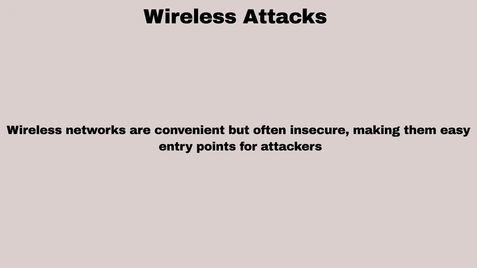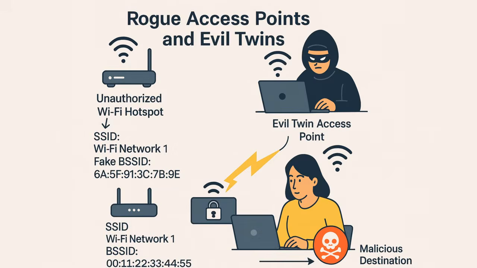Wireless networks are convenient, but often insecure, making them an easy entry point for attackers. Here's one: rogue access points and evil twins. Sometimes, users knowingly set up unauthorized Wi-Fi hotspots. Attackers, however, create evil twin access points that mimic the real network to steal logins and data. Here's how the evil twin works. Attackers might use a similar SSID name to confuse users, and they can also overpower the real access point signal. And then they'll spoof both SSID and BSSID, the MAC address of the real access point. Once connected, attackers can launch on-path attacks like DNS redirection to steal credentials.